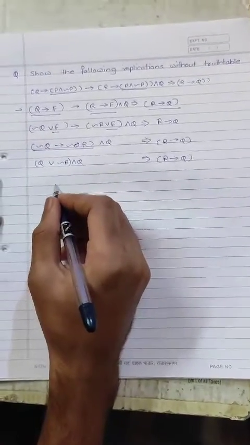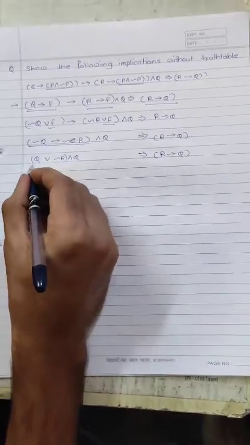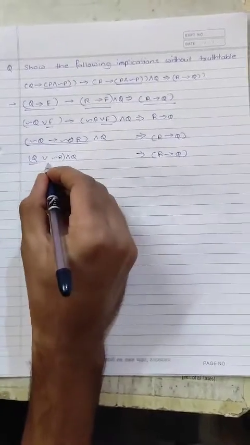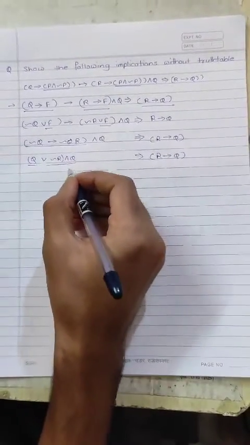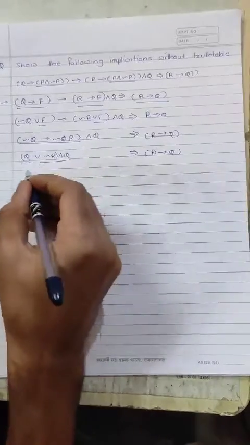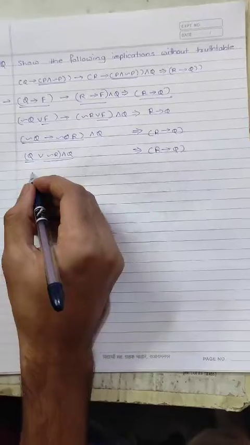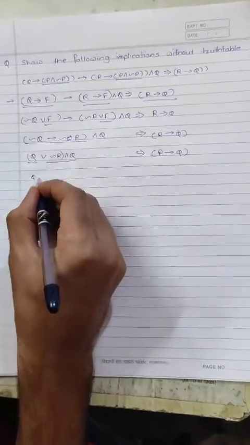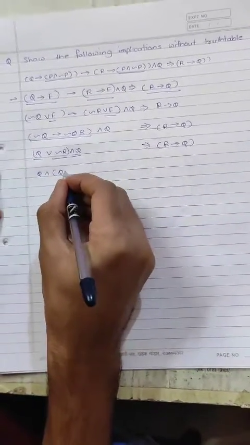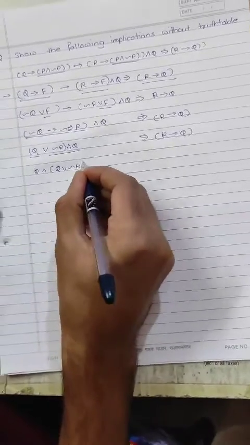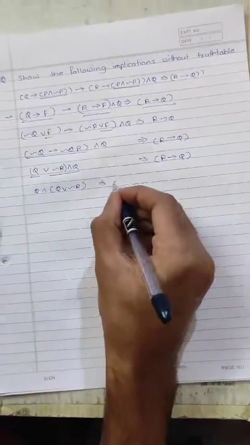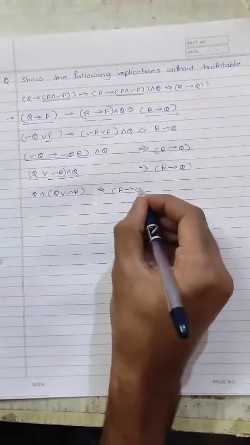Now again, using the commutative law, we can take this term out of the bracket and use a bracket on these both terms. So what we will do now: Q and (Q or negation R) tautologically implies R implies Q.